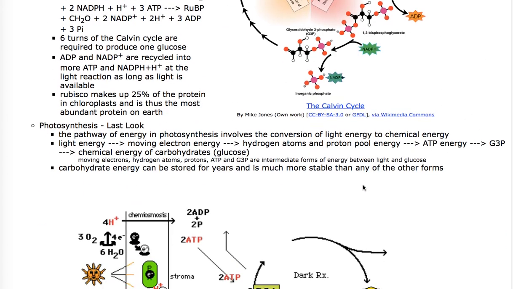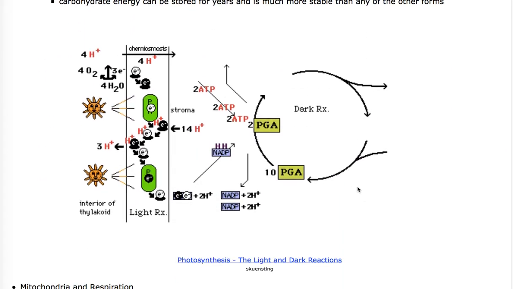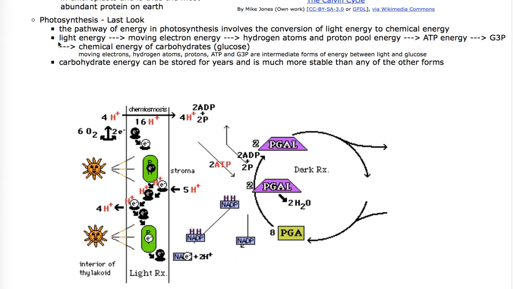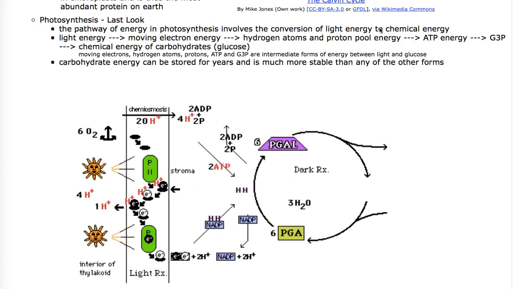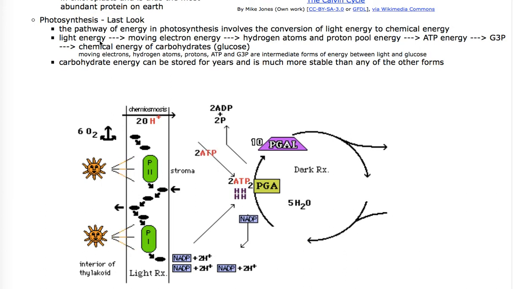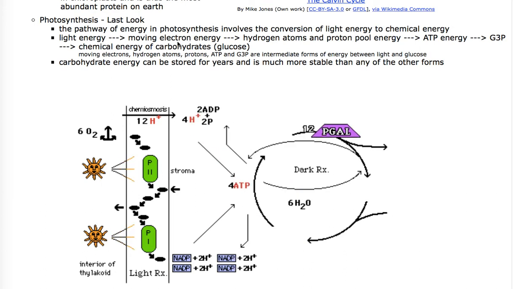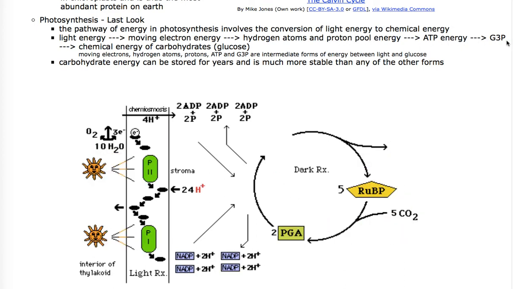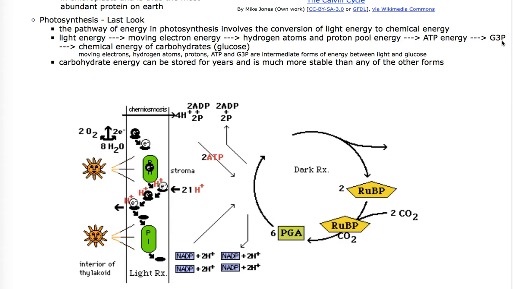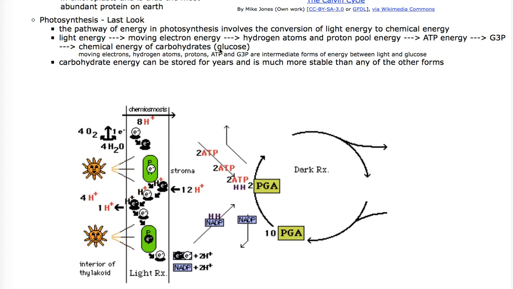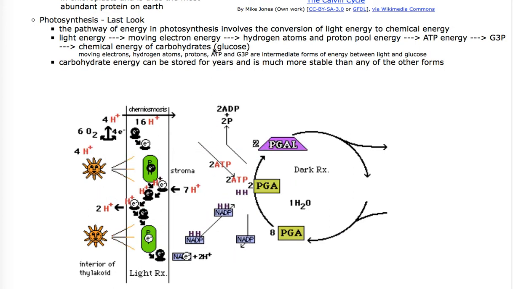So the last look at photosynthesis here, before we go on, because the next thing is respiration, is the pathway of energy in photosynthesis, which involves the conversion of light energy to chemical energy. But let's take a look at the pathway now. The light energy turned into moving electron energy, which became hydrogen atom and proton pool energy, which became ATP energy, which became G3P stored chemical energy, which was then put into chemical energy of carbohydrates.